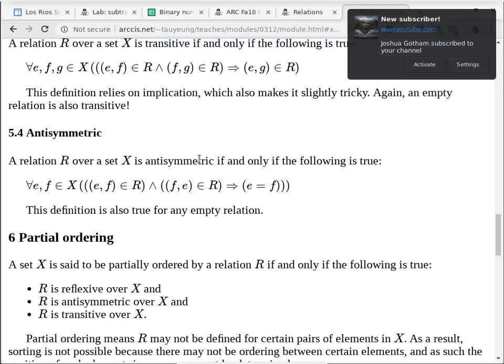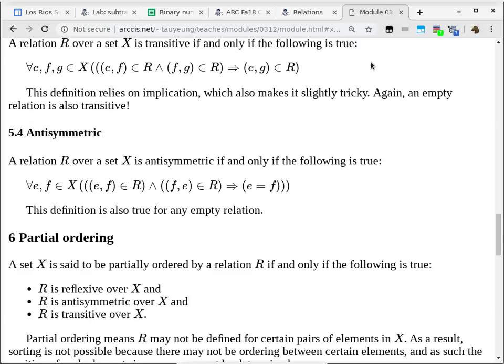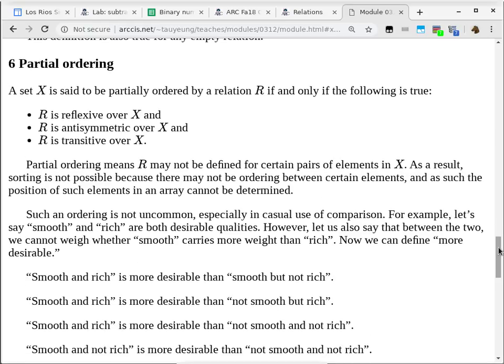All right. So next thing we want to do is to look at what is partial ordering. All of these relations, why do we even care about all of these different properties of relations? It has to do with ordering. Well, but before we talk about ordering, we have to talk about partial ordering. So partial ordering is defined like this. A set X is said to be partially ordered by relation R if and only if the following are all true. That's the word and, so that means they all have to be true at the same time in order for R to be called a partial ordering relation.